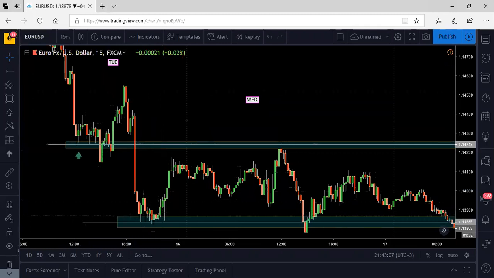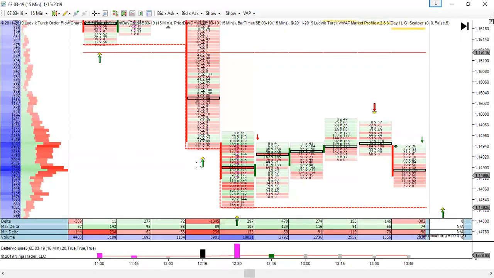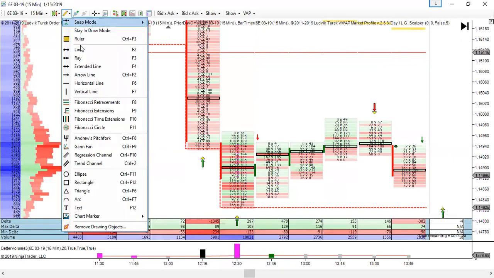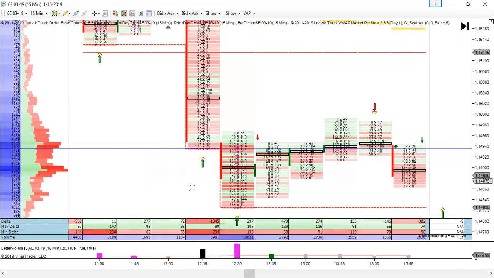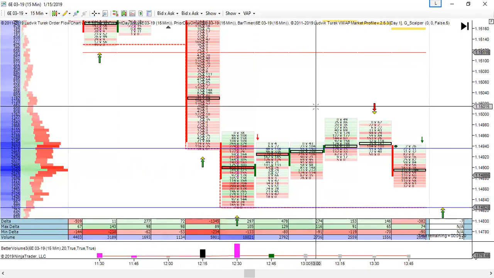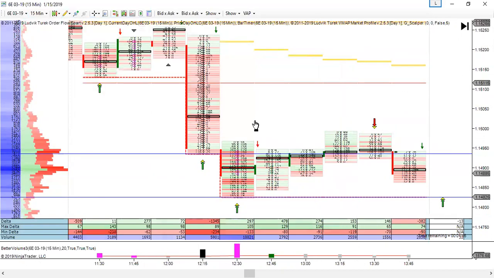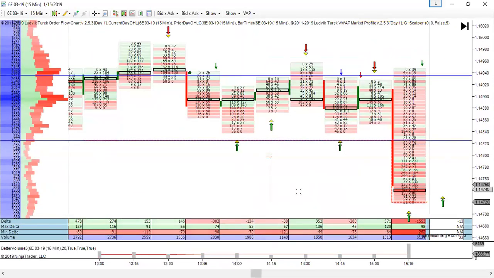So let's see in the footprint how this area reacted, or what the footprint actually showed at this zone during all the times it was trading here. We have the bars already, so I'm going to put two lines here. The first one here, and the second line over here. As we saw, the low of the day was extended for that particular day.